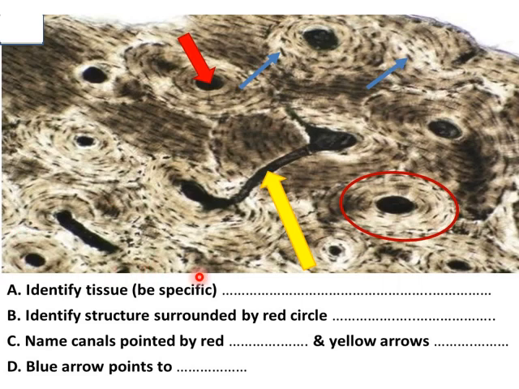Identify the tissue and be specific. This is ground compact bone. Identify the structure surrounded by the red circle. It is the Haversian system.